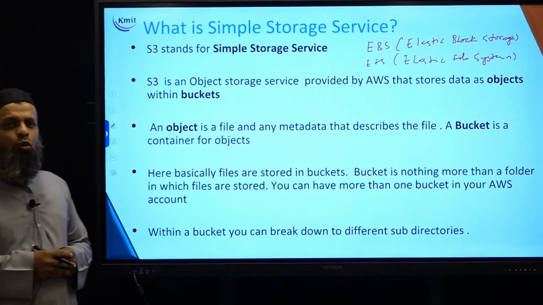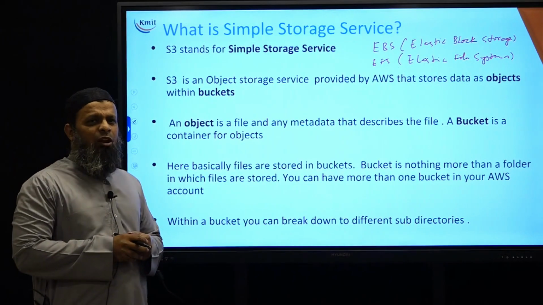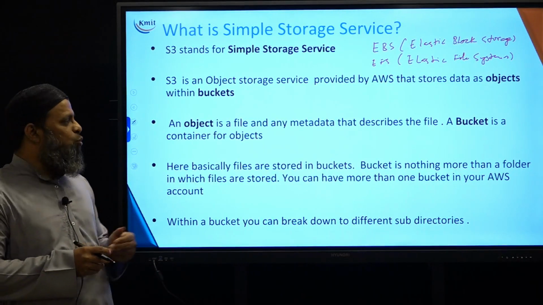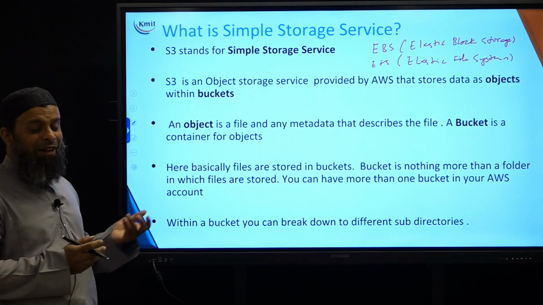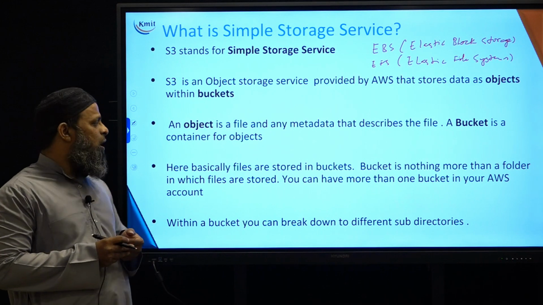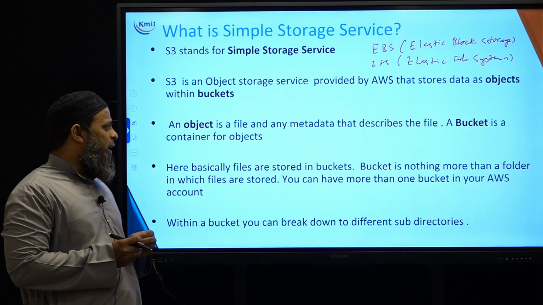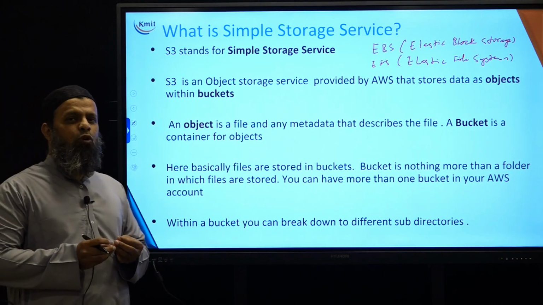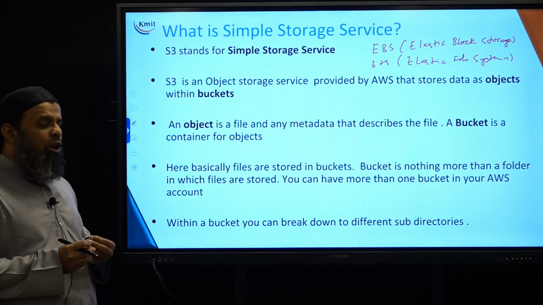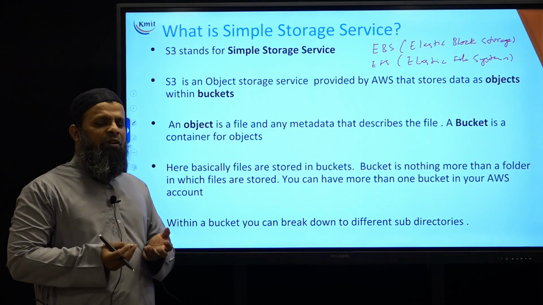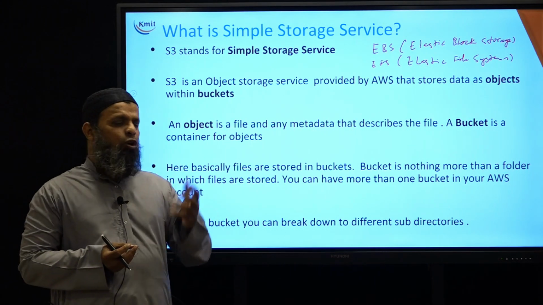Here everything will be stored in the form of an object. An object can be a file, or any metadata of that file can be stored in the form of an object. That object is stored inside a bucket. A bucket is a container for the objects. So basically everything will be stored in the bucket. The bucket is the basic thing, which is like a folder in which we are going to store our files. Within a bucket you can have subdirectories, or a different number of subdirectories based on the requirement. So everything will be stored in a bucket as an object.